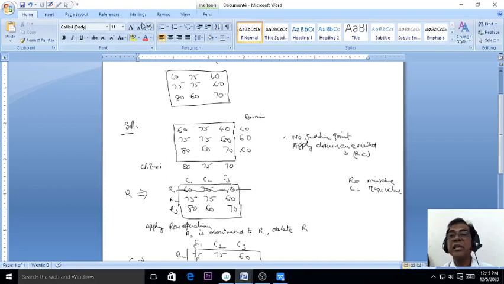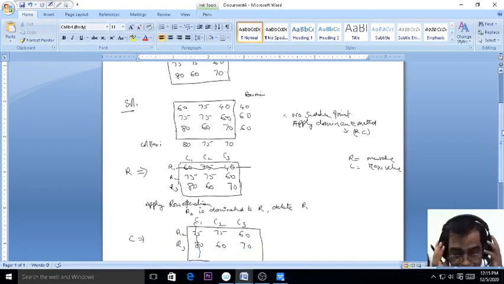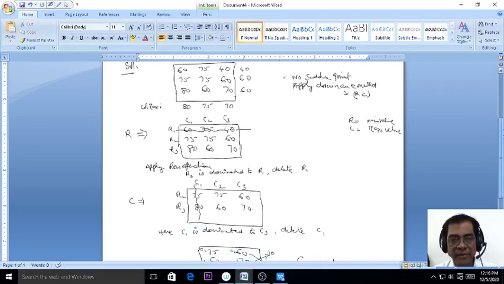In the examination, if there is no saddle point, write down the statement. So no saddle point, apply the dominance method. Dominance method means RC method. RC means first row operation, column operation, row operation, column operation. That is called the RC method. Row operation means take the first row, second row like this, and column operation like this. In the row operation, cancel the minimum value. In the column operation, cancel the maximum values. That's all.